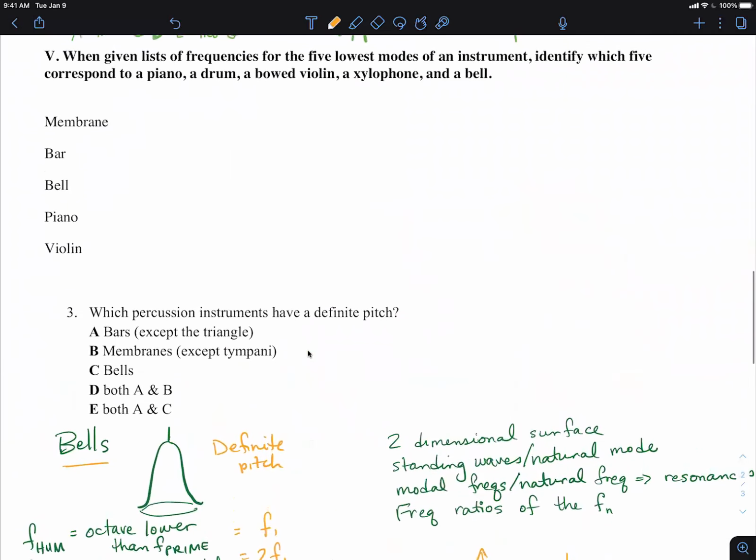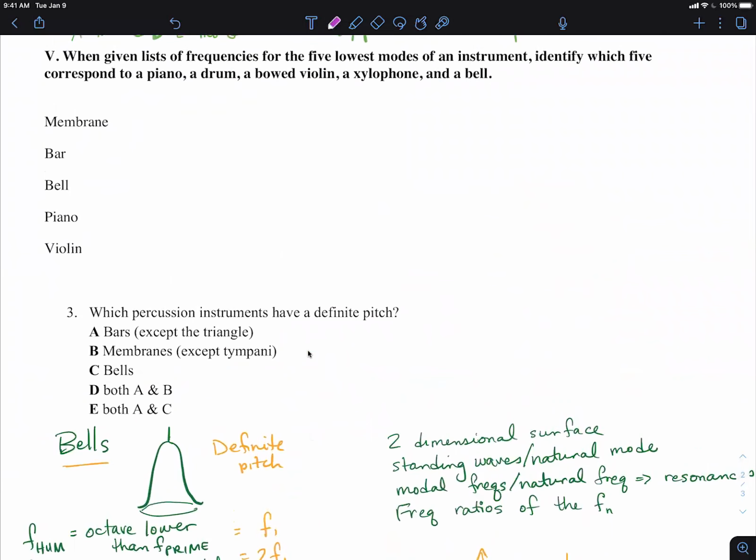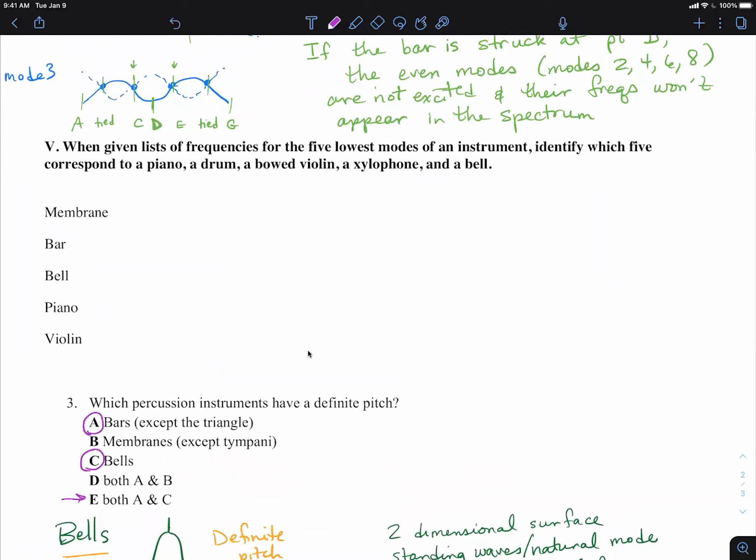So with regards to the definite pitch, bars, except the triangle, have definite pitch, and bells have definite pitch. Membranes don't have a definite pitch except for the timpani, which is that bowl that kind of emphasizes certain resonances. It's not that the membrane doesn't have inharmonic partials, but the bowl emphasizes certain ones to make it have more of a pitch.